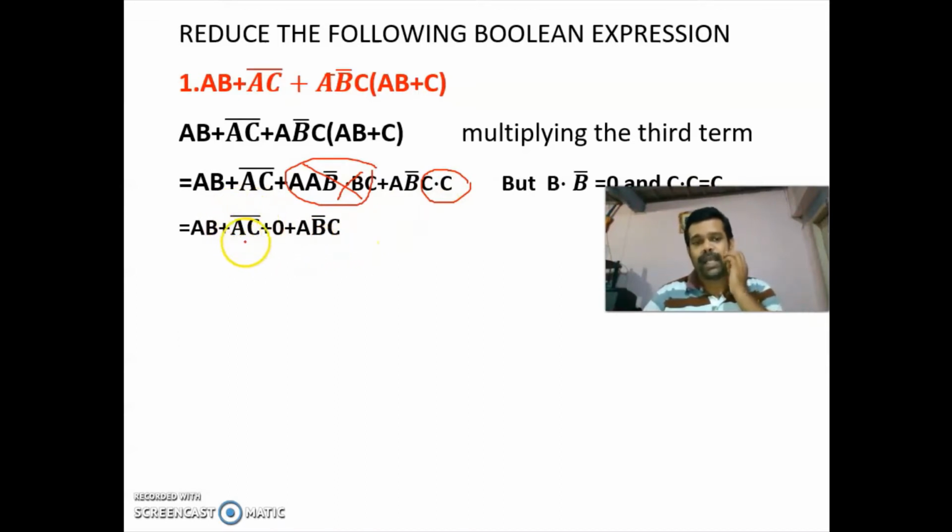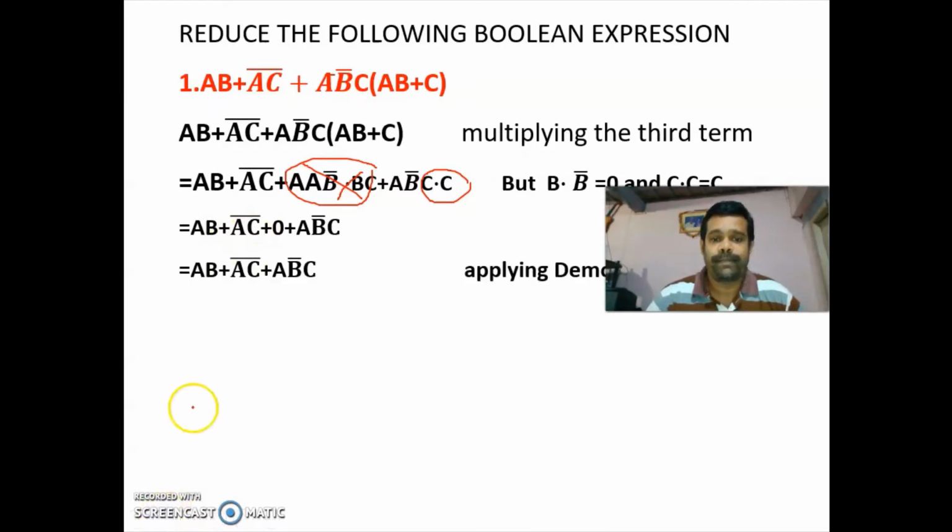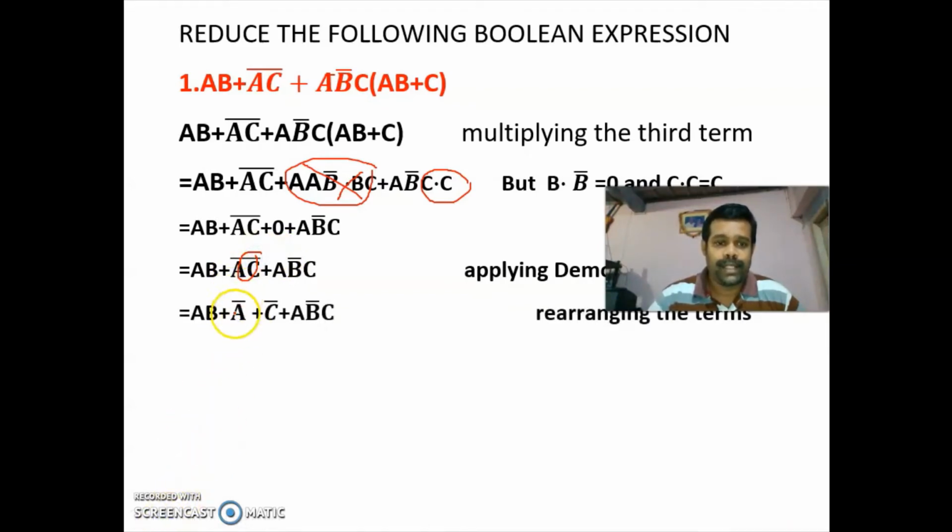Now you have to apply De Morgan's theorem here. A into B the whole bar is equal to A bar plus B bar. So here you will be getting A bar plus C bar. Here you have to apply De Morgan's theorem, so you will be getting A bar plus C bar.